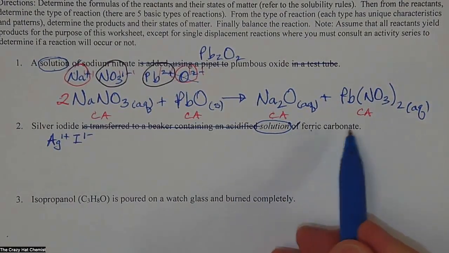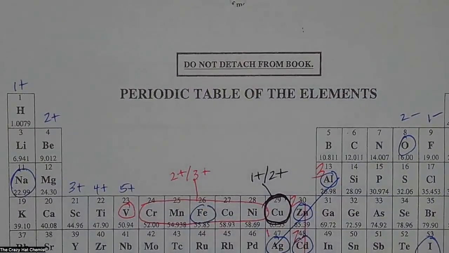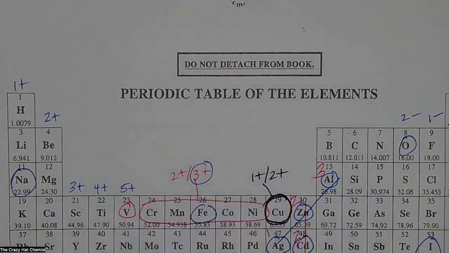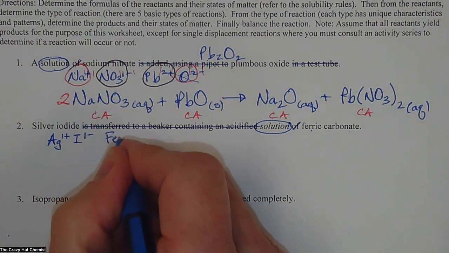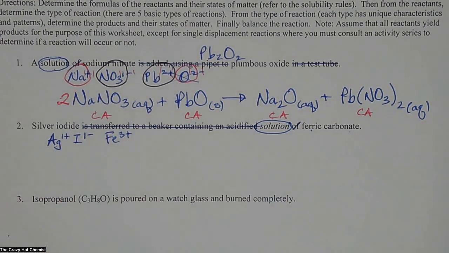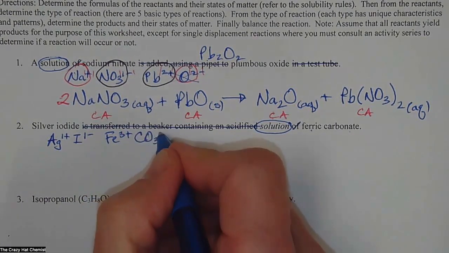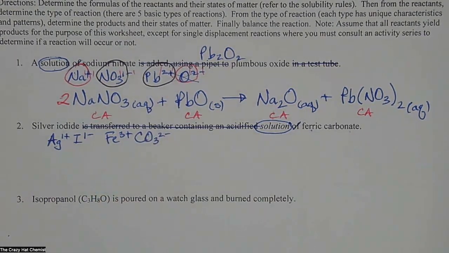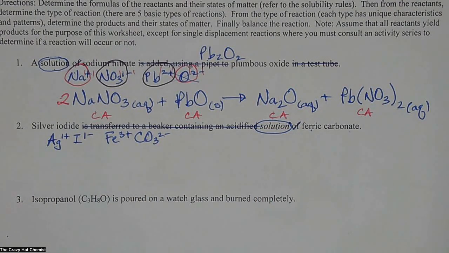It says ferric carbonate. So ferric, that is iron. The ic lets you know it's the higher charge of the two. So that means that this is a 3+ charge for the ferric. So Fe3+. And then carbonate is a polyatomic ion. You just have to flat out memorize that. That's CO3 2-. And it does say that that's a solution. So that lets us know that it's aqueous.